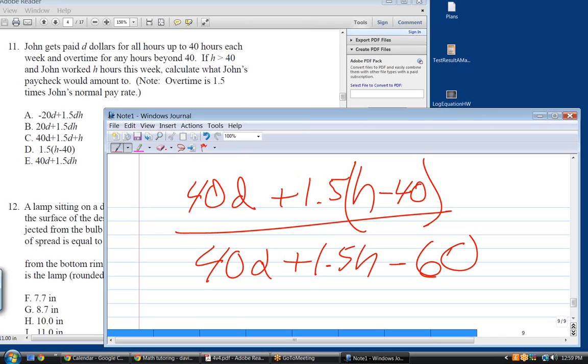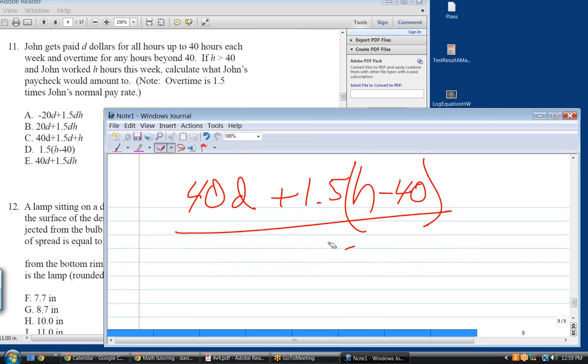We forgot, this is not the correct original expression. It's 40 times his rate of D dollars per hour plus 1.5 times the number of hours times D again. I need another D there. In other words, this is merely the number of overtime hours he works. He gets 1.5 times D for each of those hours. So this is the correct expression.